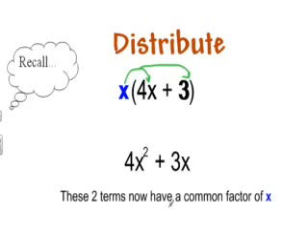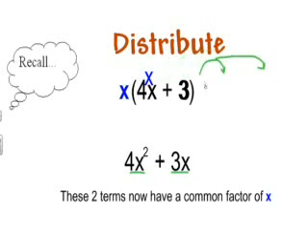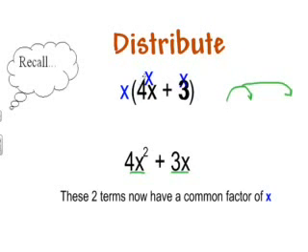Now these two terms here, after we distributed, these two terms have a common factor of x. We took the x and distributed it so that now each of these two terms has this common factor of x. There's an extra x in here, and there's an x in there. There's 2 x's. This is 4xx, this is 3x. They both have at least one x. And so the greatest common factor for these two is x.